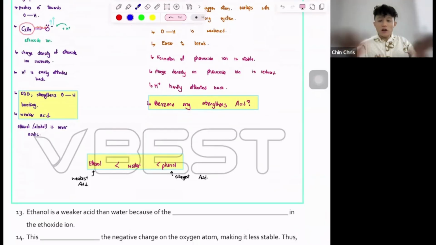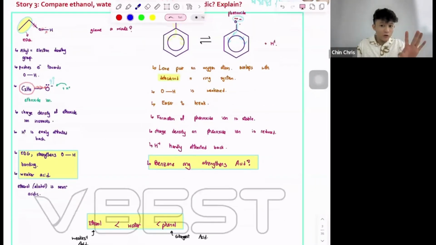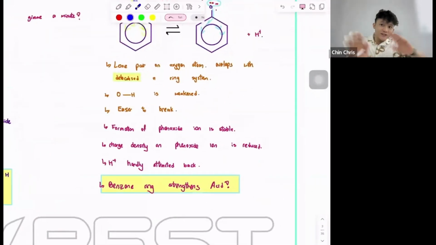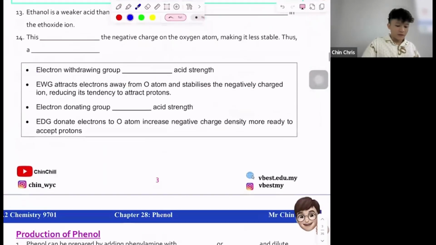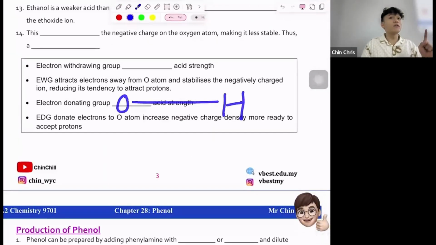You don't need to care about the concentration. I never talk about the concentration. The concentration of H plus, we're going to do it in ionic equilibrium. At this level, you just need to know, guys, very simple. What makes a very strong acid? If OH bond is easily broken, is it strong acid or weak acid? Strong acid. Well done. If OH bond is very hard to be broken, weak acid. That's the theory.